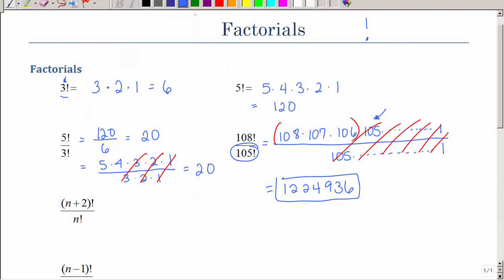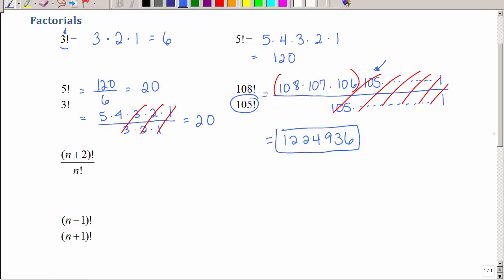But what if you don't have numbers? You have letters. Well, you still need to know how to simplify. So we're going to take these last 2 examples and apply them to this. Which one is bigger, n plus 2 or n? Well, of course n plus 2 is bigger. So I'm going to start out with the biggest one, just like the 108. So n plus 2 would be multiplied by the next lower one. Subtract 1. That would be n plus 1. Multiplied by the next lower one, which would be n. Multiplied by the next lower one, which would be n minus 1, then n minus 2, n minus 3, keep going forever, or in other words, n factorial.